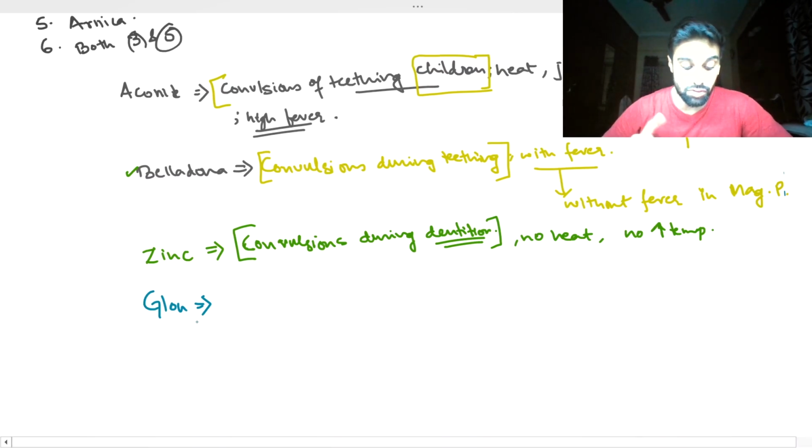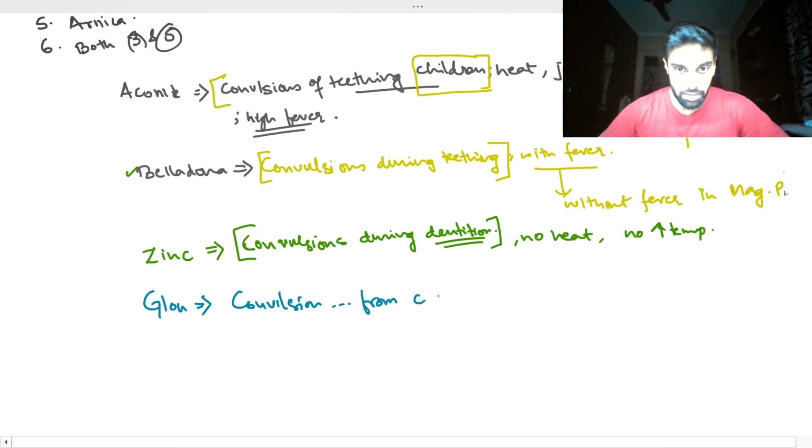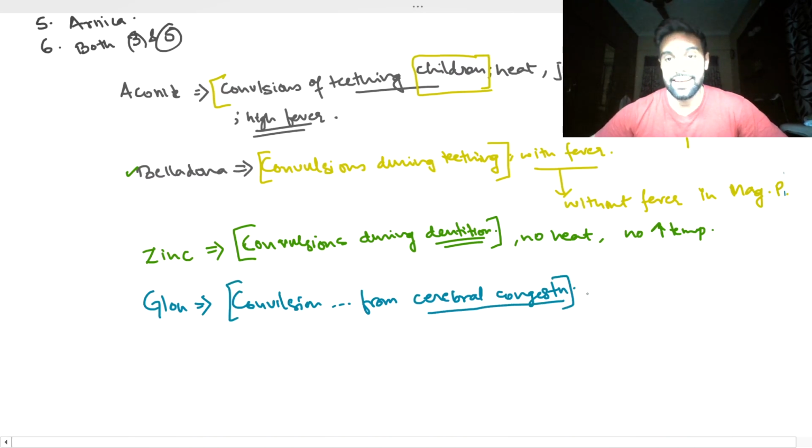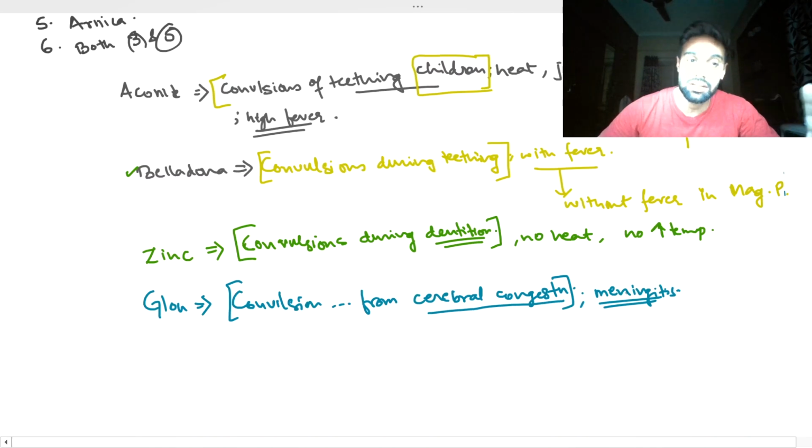What is the line? Convulsion of children from cerebral congestion. So the important keyword here is convulsion from cerebral congestion. This is the keyword. Meningitis. If the MCQ is convulsion during meningitis, then you know that the answer is Glonoin.